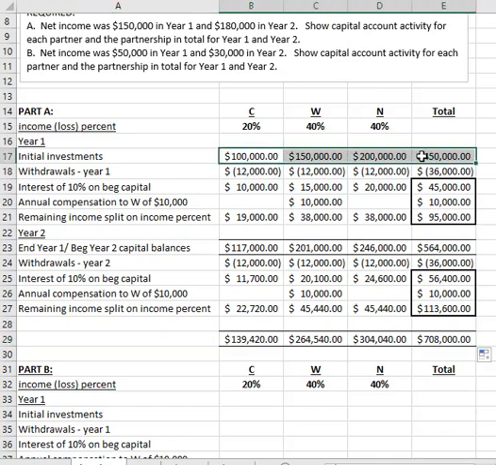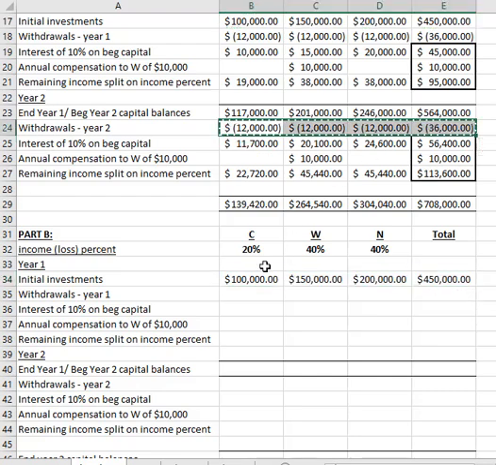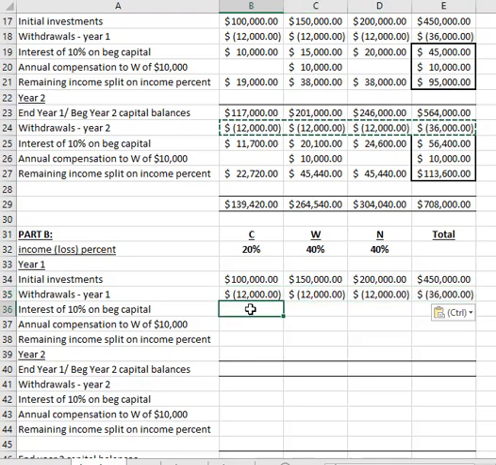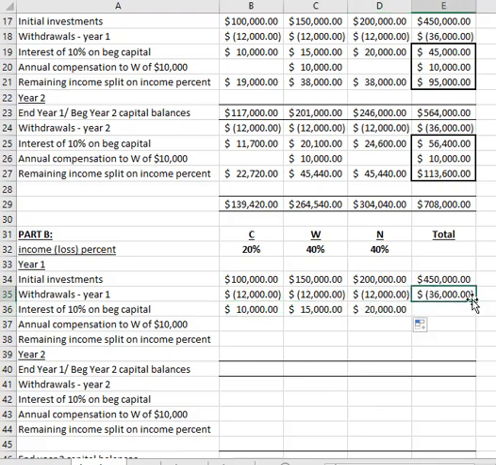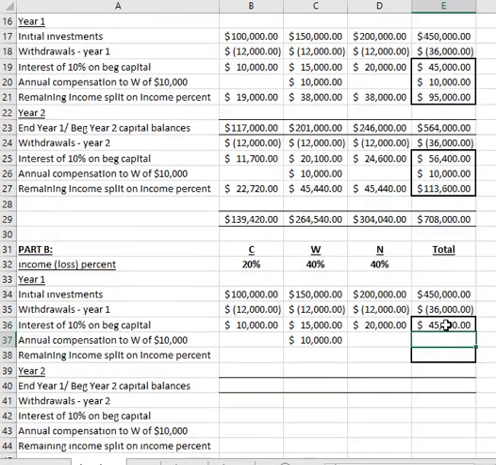Okay, so in Part B, we have the same initial investments. We have the same withdrawals. So we would have the same 10%, but what's different, of course, is that we will be spreading the remainder a little bit differently because the total profit's different. So we're still going to give 10,000 to W, and we want the sum of everything in this box to be the new profit. And so net income is 50,000 in year 1, and we've already spread 55. Well, total is only 50. So if we subtract what's already been allocated, we'll have negative 5,000.